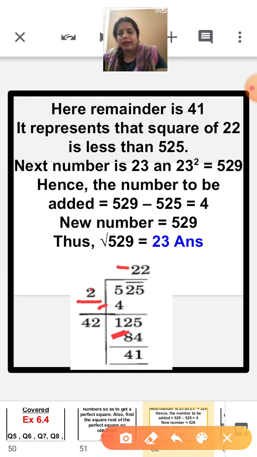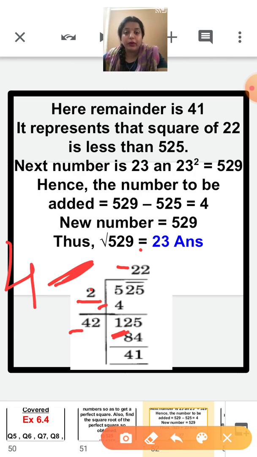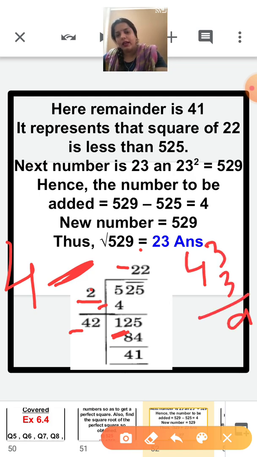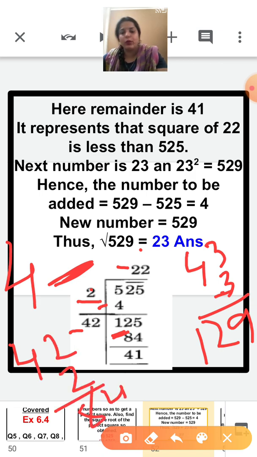Now this 2 and this 2 add together, you are getting 4. Now 4 is here. You need to fill this place so that you can get 125 or smaller than 125. So if you are putting 3 here, 3 3s are 9 and 4 3s are 12, so you are getting 129 if you are putting 3. We can't accept the greater number, so we need a smaller number. So instead of 3 we can fill 2. 2 into 2 is 4 and 4 2s are 8. So you are getting 84.